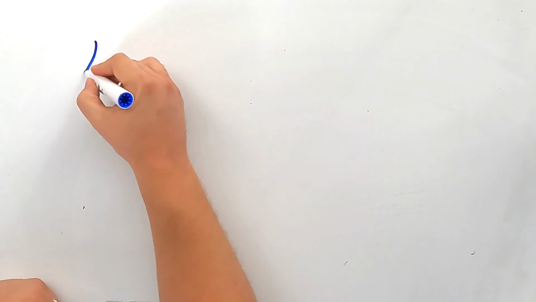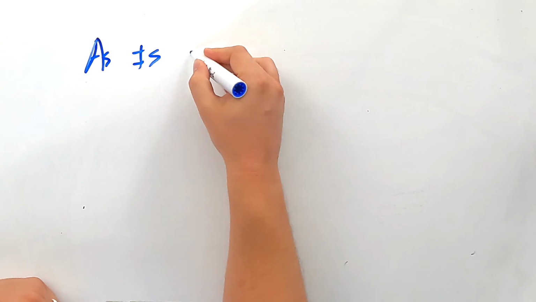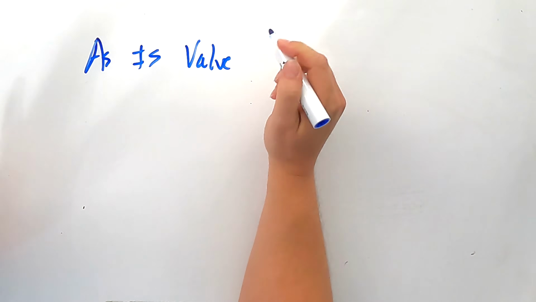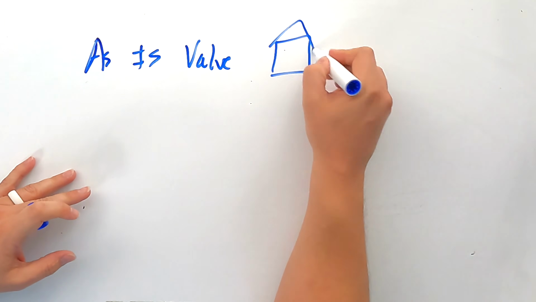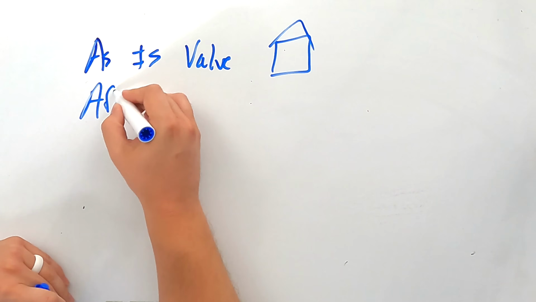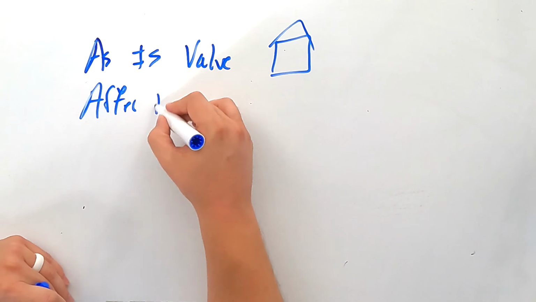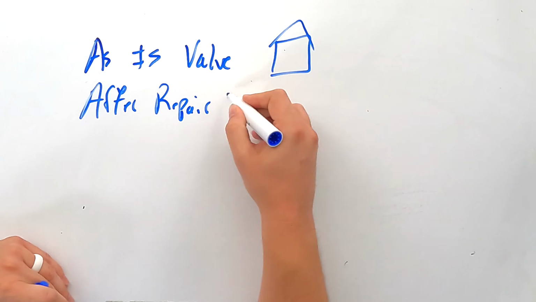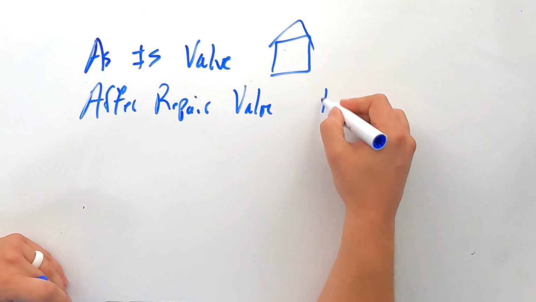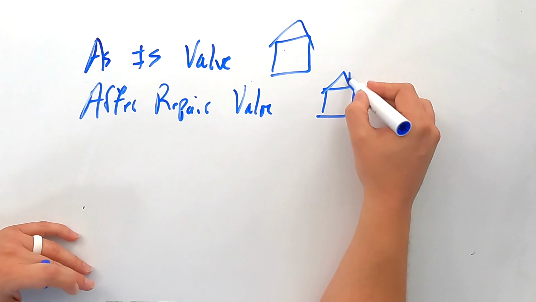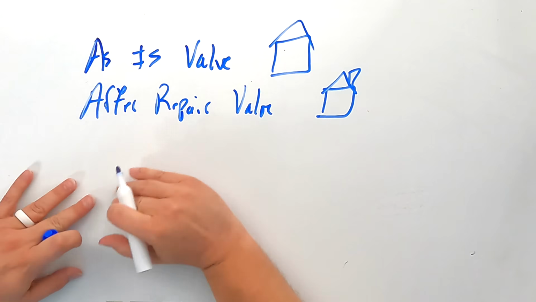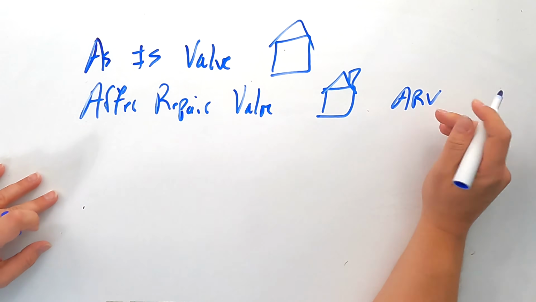You've got the as is value. That is the value of what the property is worth the way it sits right now. An after repaired value is once there's value added, once you've done all the repairs of the property, what will it be worth then? So that's the whole idea of it. And that's called an ARV, after repaired value.